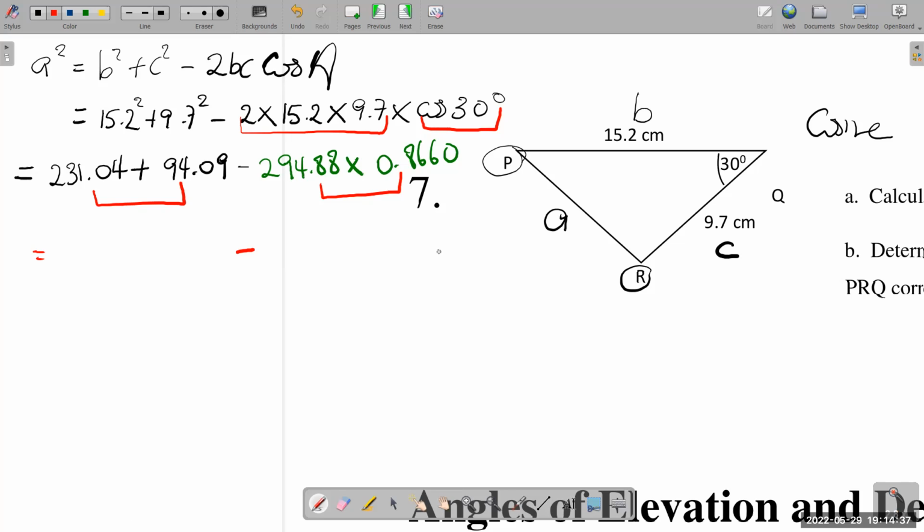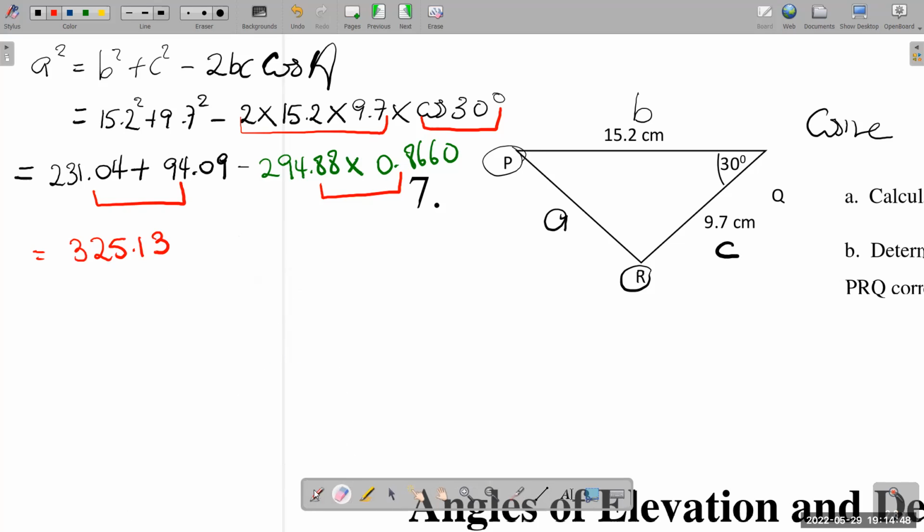I see 3, 2. Yes. 325.13. Subtract. Good. When I do the multiplication, what do we get when we multiply 294.88 times 0.86, that's what we get. We're supposed to get a number less than 294. Check it out, you see. So you should know that's a mistake.